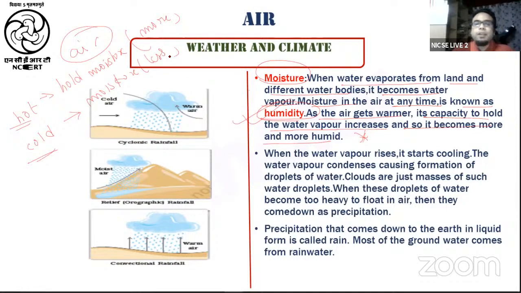Very, very important. Humidity, we have understood, is the amount of water vapor which is present in the air, right? And of cold air and hot air, the moisture holding capacity is more for hot air and lesser for cold air. Fine. And the water vapor will rise and then start to cool. So if this is the surface, what will happen? Your moisture will now start to rise up. That is, your water vapor will rise up, right?